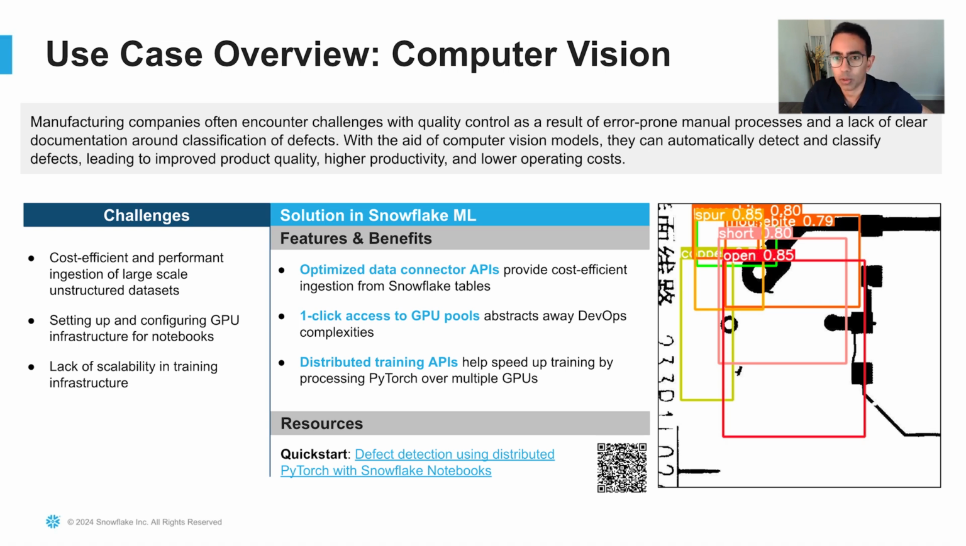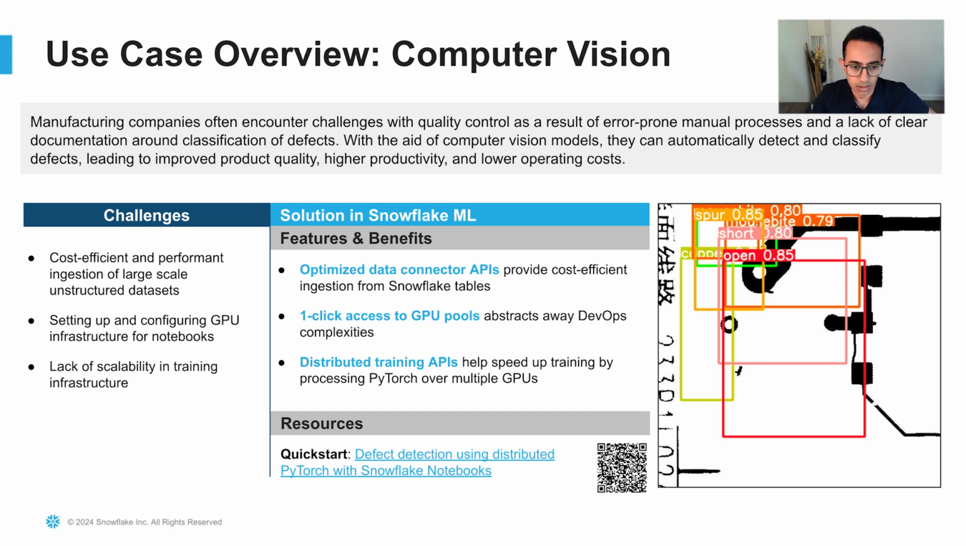So we're going to be looking at a popular computer vision use case. Many manufacturing companies popular in the industrial sector often run into challenges with quality control, and a lot of this is addressed with computer vision models. So this enables automatic detection and classification of defects, and that leads to overall improvement in product quality, higher productivity, and lower operating costs. So we'll focus on three key challenges in our demo today.